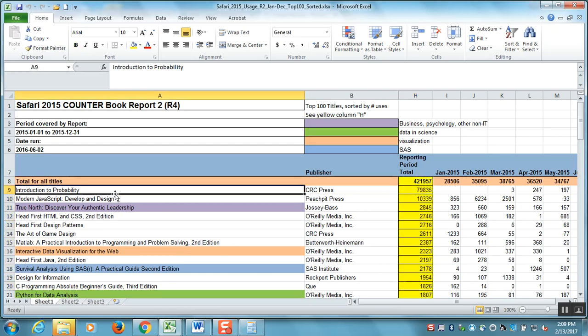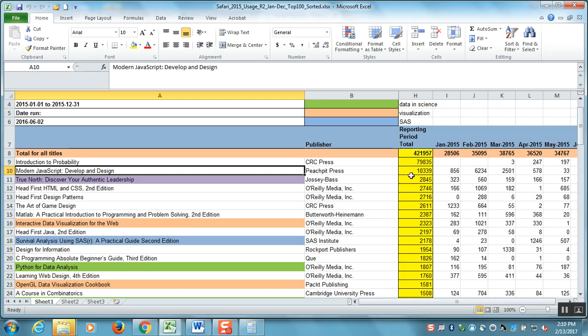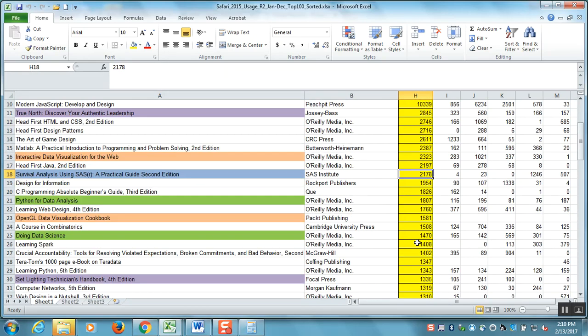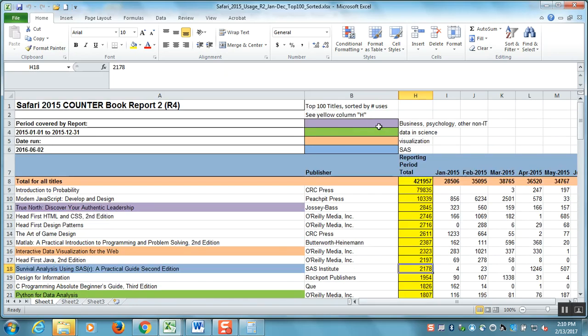So this particular introduction to probability had 79,000 uses, which is really high. It's usually not. The highest ones tend to be 8 or 9, maybe 10,000 like this one here. Modern JavaScript development and design. And then you can see that some were used 2,000 times a year, some are used 1,000 times a year. And then I went and I actually did a subject analysis.